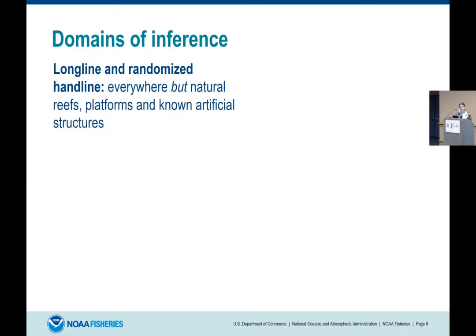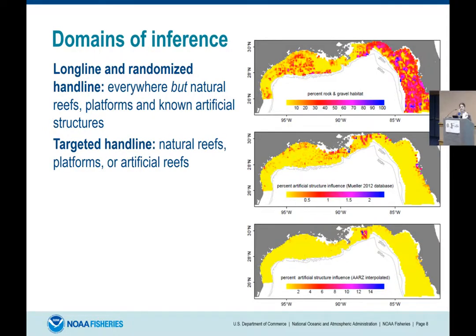Okay, so the domains of inference. So again, we use the vertical line as a bridge between habitats because the vertical line was used to sample the different habitats. So the long line and randomized hand line were assumed to have inference everywhere but natural reefs and platforms and known artificial structures. Whereas the targeted hand line was assumed to have statistical inference over the natural reefs or the platforms or the artificial reefs, depending on the particular habitat that they were targeting.